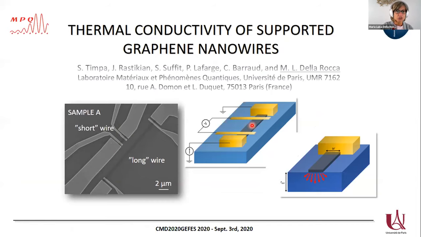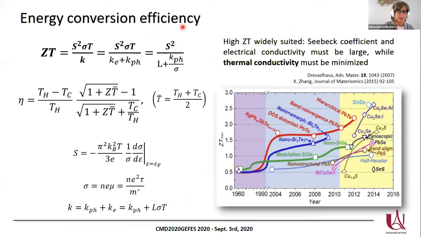To give you my motivation, I just present here something that you all know very well, which is related to energy conversion efficiency at low dimension, and in particular by using bidimensional materials. The figure of merit ZT is an important parameter, which depends on the Seebeck coefficient, electrical conductivity, the working temperature, and the thermal conductivity, including electron and phononic terms. High values of ZT are necessary in order to increase energy conversion efficiency.